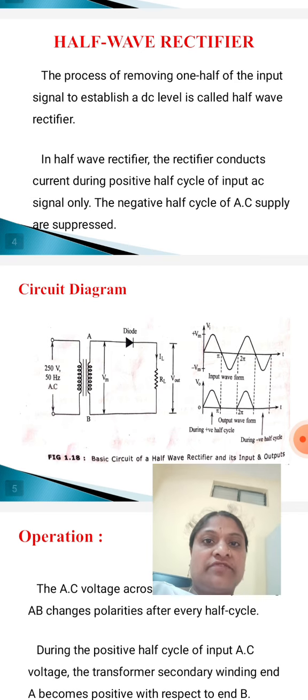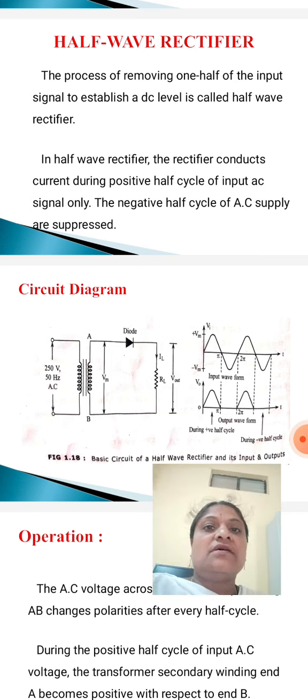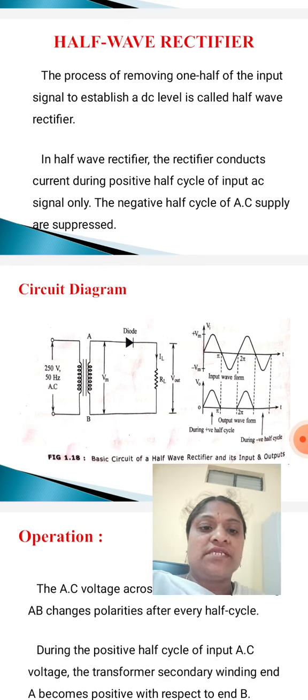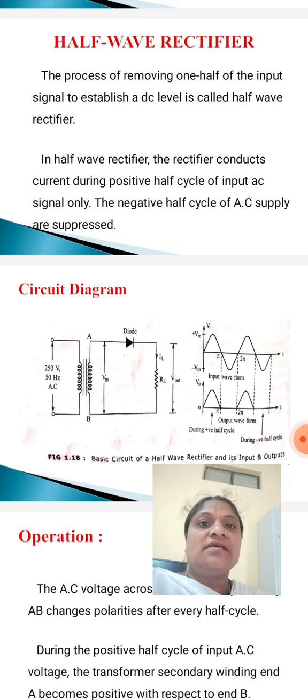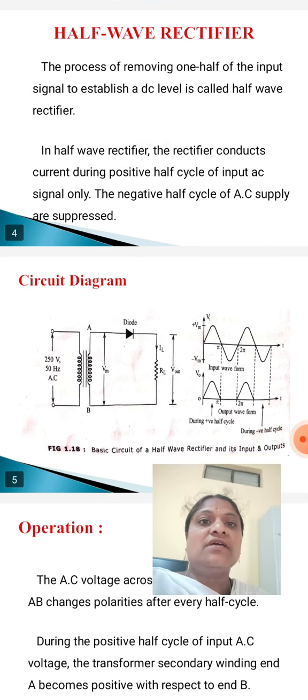What is the definition of half wave rectifier? The process of removing one half of the input signal. For the input signal we can apply a sine wave. A sine wave is a complete cycle, but here we can apply only half of the input signal because it is a half wave rectifier. That's why it removes one half of the input signal to establish a DC level. That is called half wave rectifier.